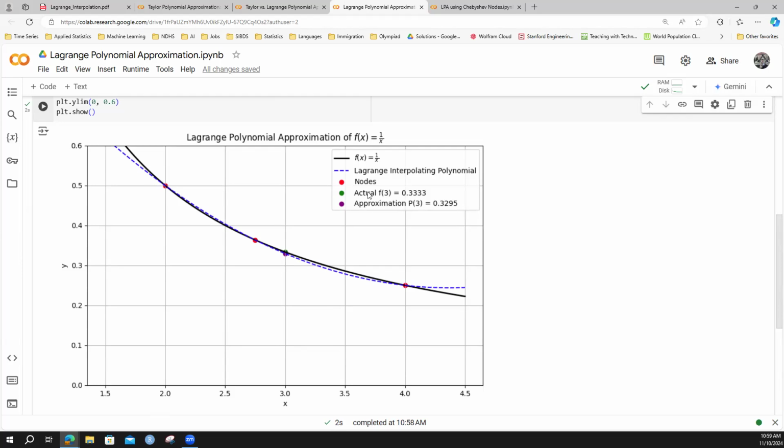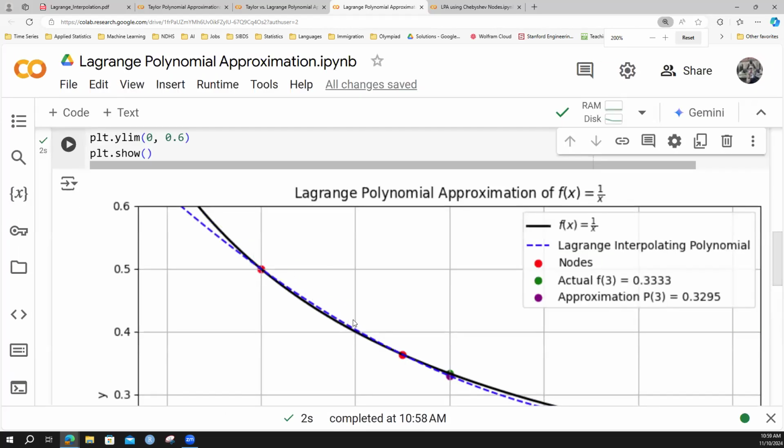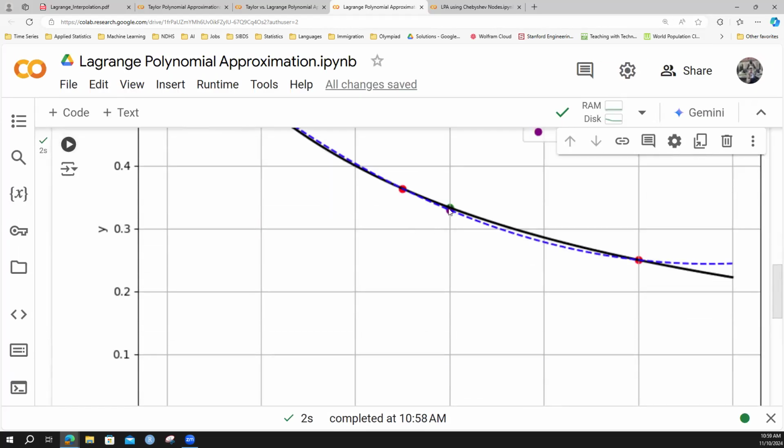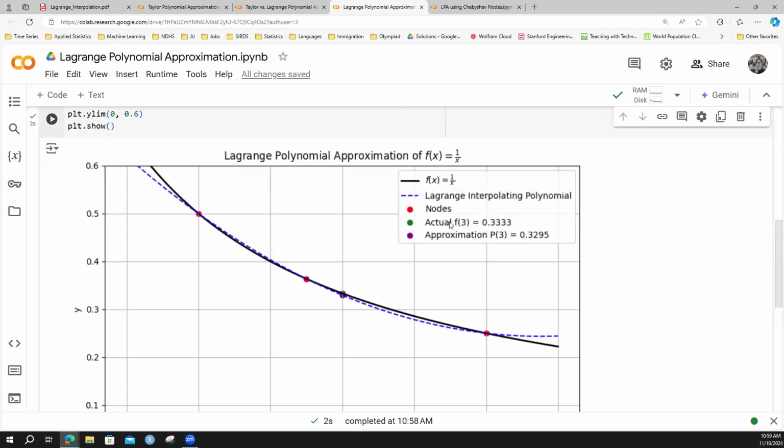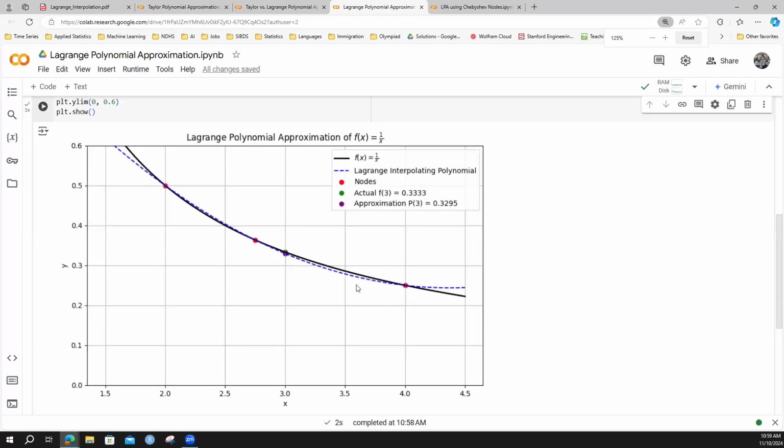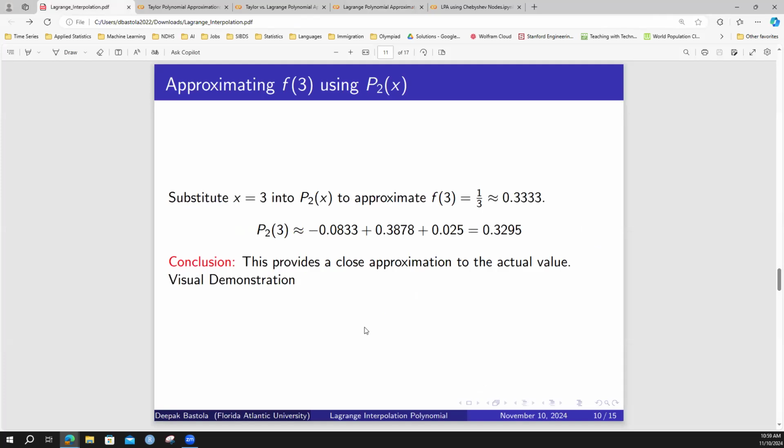Right. And if you see, the actual value f of 3 is 0.33, right? At 3, it is the red one. If I can zoom it out, okay, if you see at this point, this red color and this dark red color and the green color are closely together, right? So that's how we approximated the actual value f of 3 of the function by the polynomial P2. All right. So this is about approximating the function using the Lagrange polynomial.